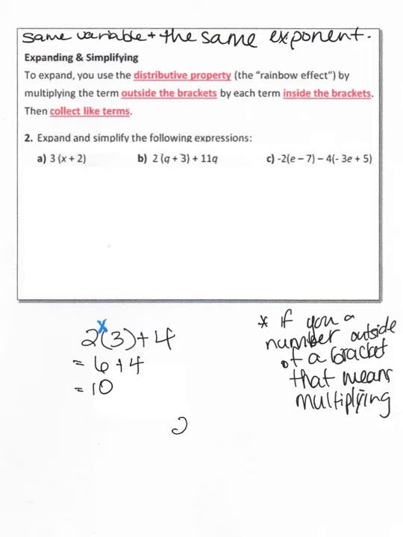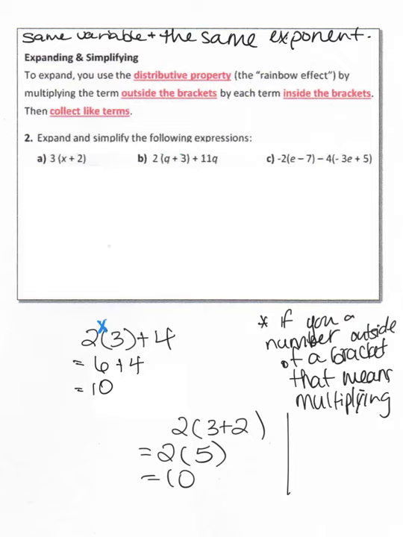Let's try 2, 3 plus 2. We know order of operations says that we should do our brackets first. So I'm going to do that 3 plus 2, which is 5, and that equals 10. But what's really happening here that we have never told you before, why it works that we do the brackets first, is because we're actually multiplying everything inside of this bracket by that 2 that's out front of it.